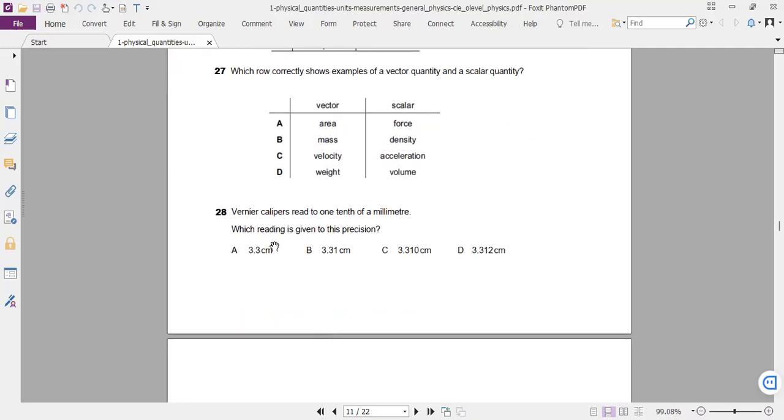Okay, this one. So a vernier caliper reading is given to this precision. So remember, the vernier caliper can measure 1/100th of centimeter. Okay, so which one of these is 1/100th? This is 1/10th of a centimeter. This is 1,000th of a centimeter, and this one is 1/100th of a centimeter. Okay, so just bear in mind that 1/100th of centimeter means 1/10th of a millimeter because 1 centimeter is 10 millimeters.